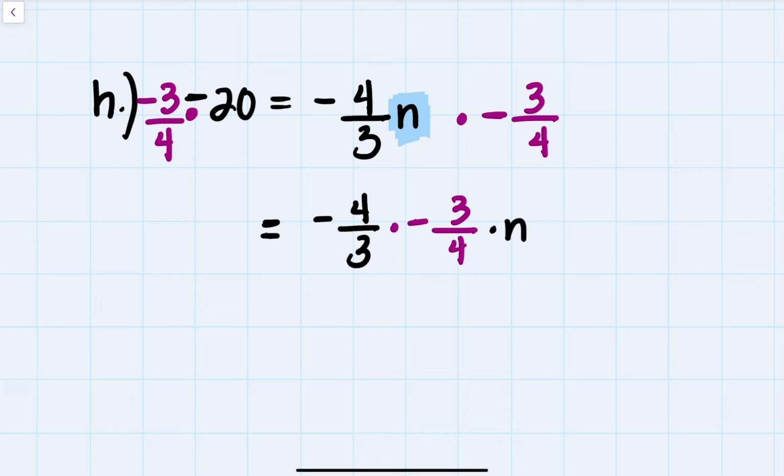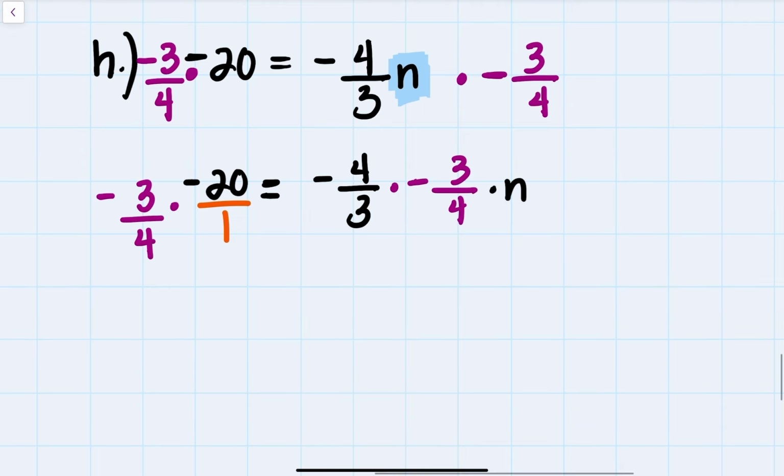All right, same thing on this side here. I have a negative 20, and I'm actually going to put that negative 20 over 1 to create that whole number as a fraction. And we're going to multiply by a negative 3 over 4. Once again, negative 4 multiplied by a negative 3 is going to give us a 12. And then a positive 3 times a 4 is also going to give me a 12. 12 over 12 is just 1. So this is going to turn into n.